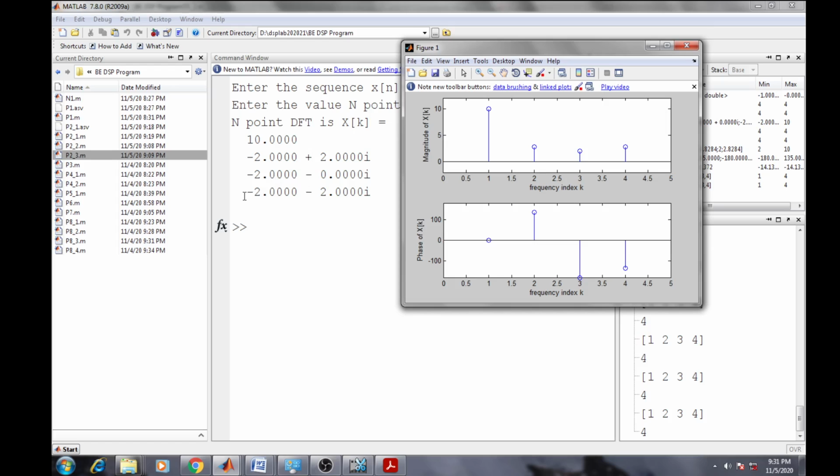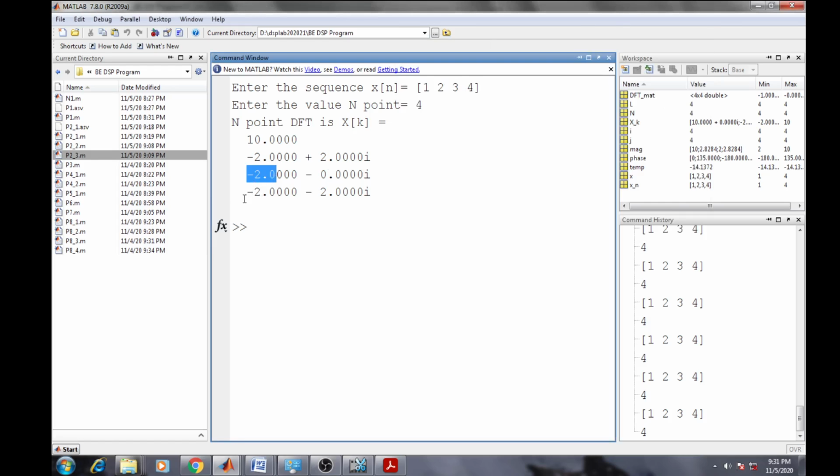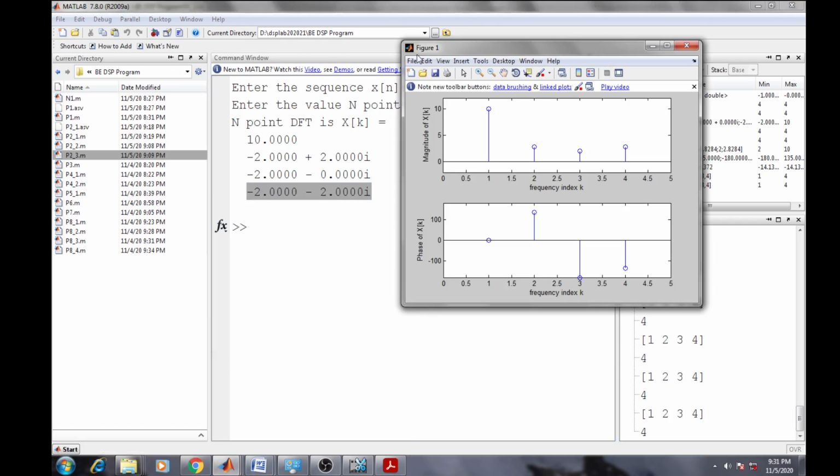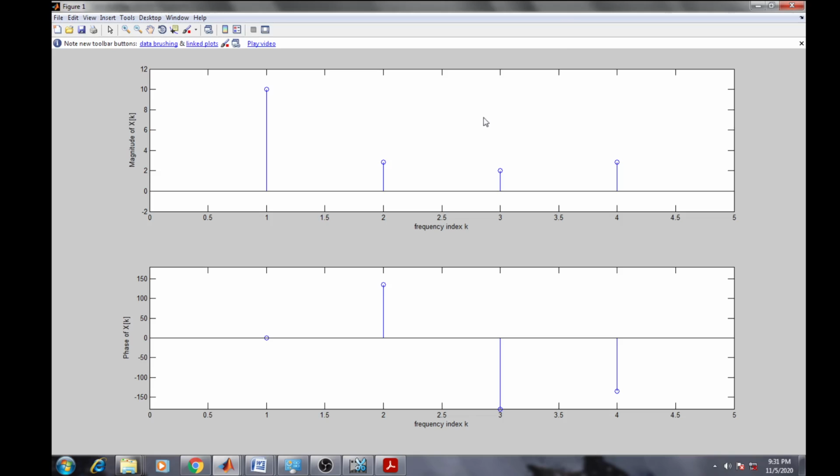Okay, minus j, but its value multiplier is 0. So that's why only minus 2 is present here. And minus 2 minus j2, right? So this value is here, and you get the graph. The graph will be observable like this.